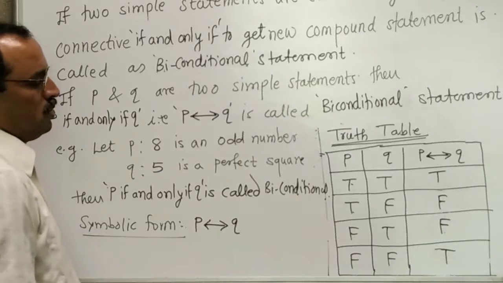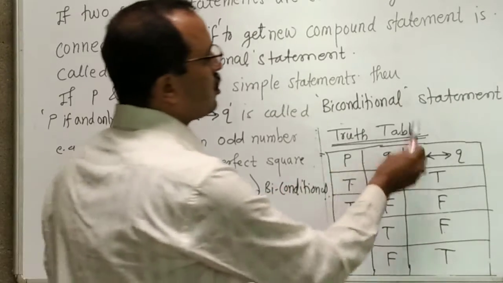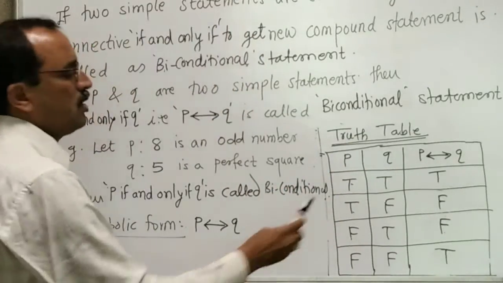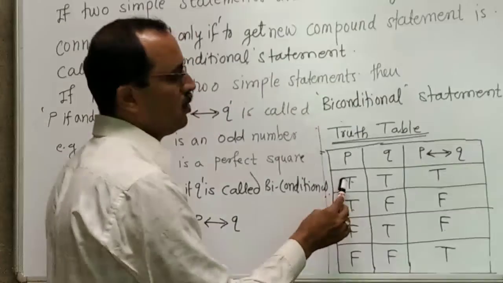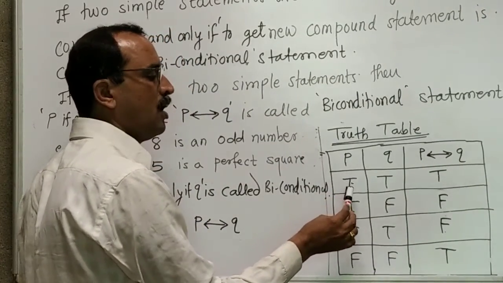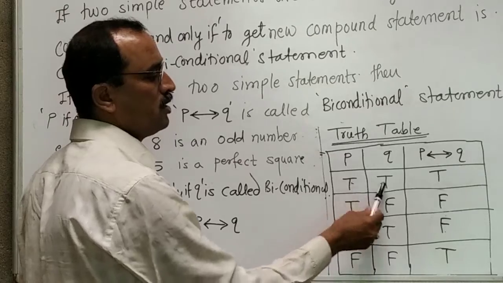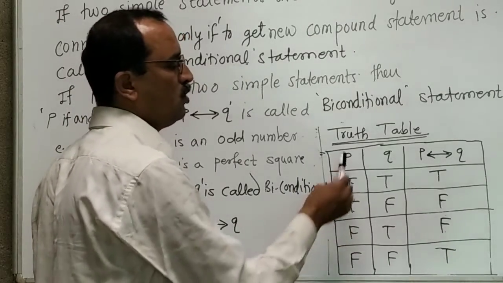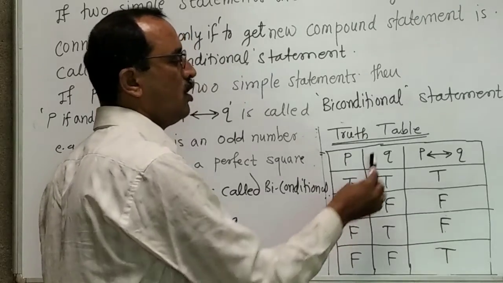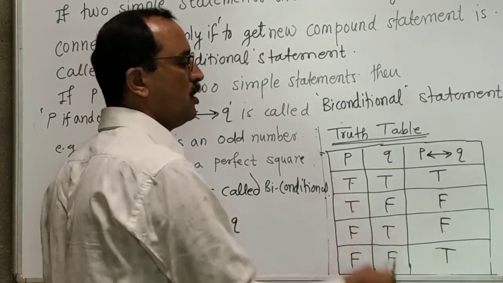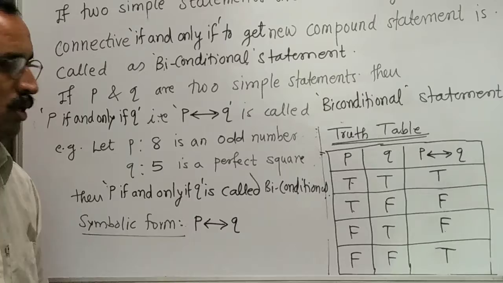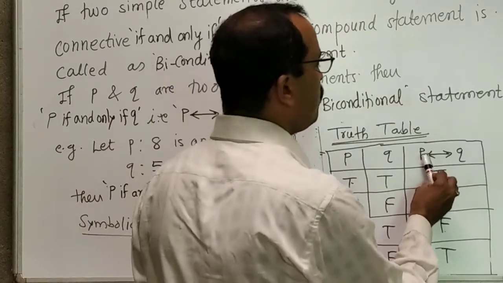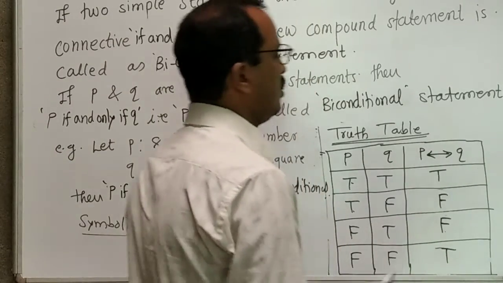Here also we write a truth table. Again there are two statements, so the number of possibilities is 4. 4 means TT, TF, FT and FF. The value of P shows in this column, and the value of Q shows in Q's column. Then we get the resultant value of P if and only if Q.